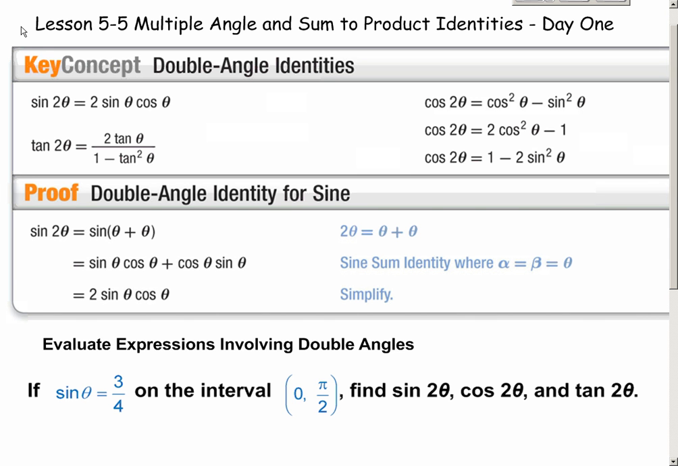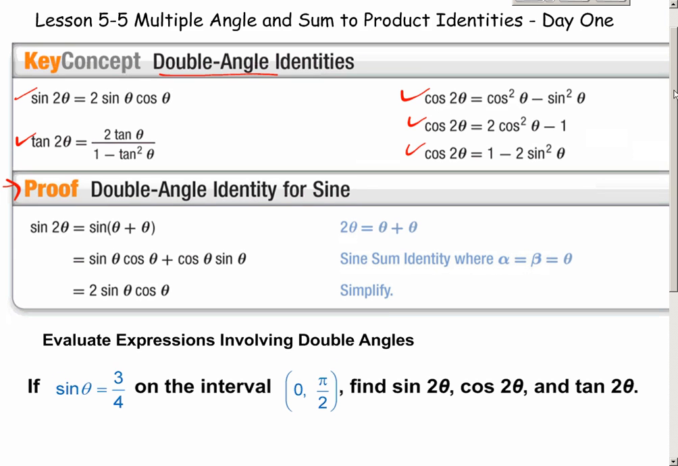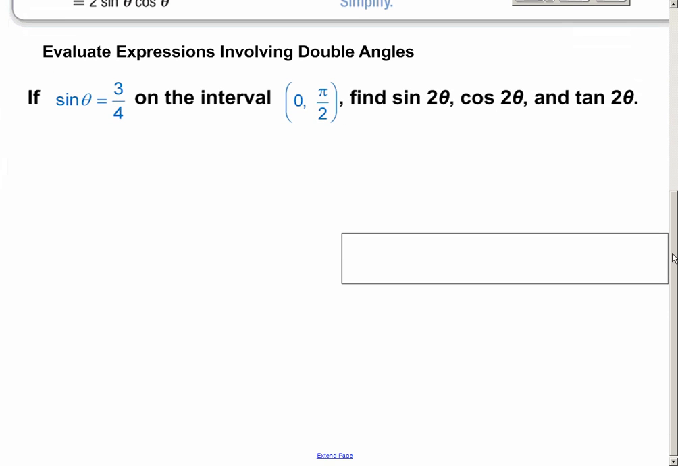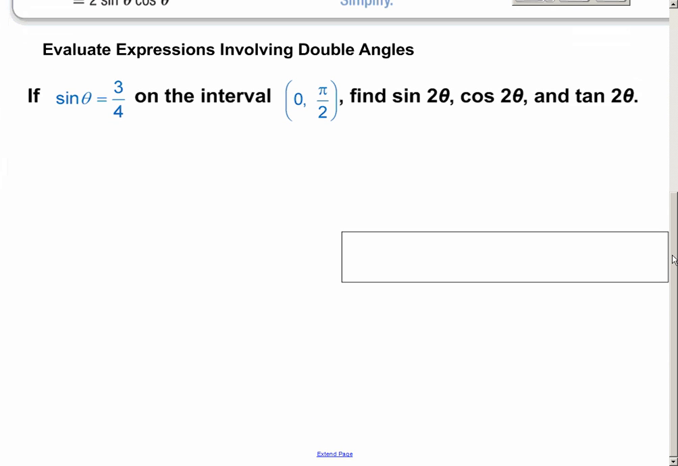Okay, in the introduction we saw how to develop the double angle identities. And so here we have the 5 identities that we found in that video. And so now we're going to take and apply those. Notice they do have a proof of the double angle for sine here, and it's just what we went through in developing the identities. So, evaluate expressions involving double angles.